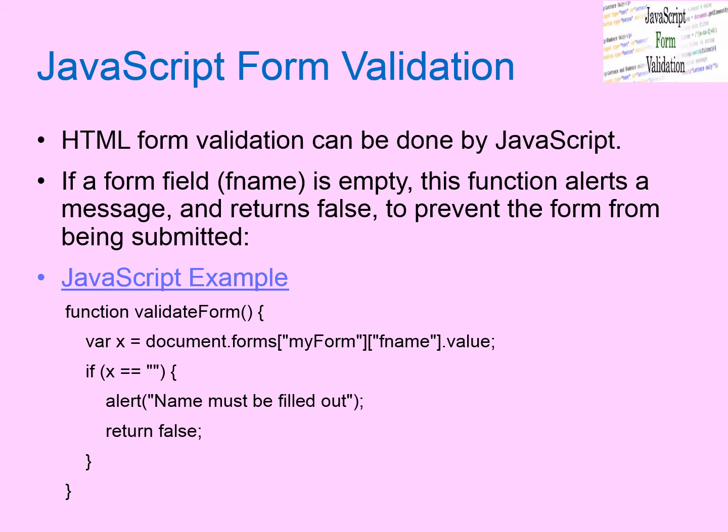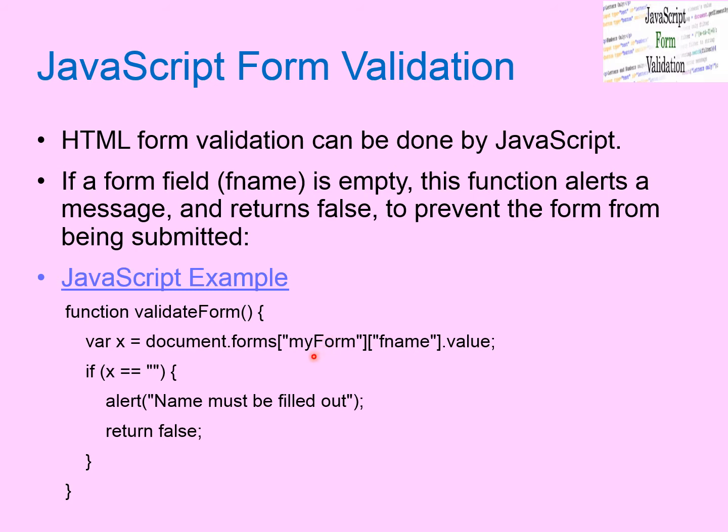So what we are going to do is document.forms["myForm"]["fname"].value. Here it means that we are trying to access the data from myForm's fname field. So what the user inputs is retrieved into the variable x. If x is equal to an empty string, an alert box will be produced: Name must be filled out. Return false.